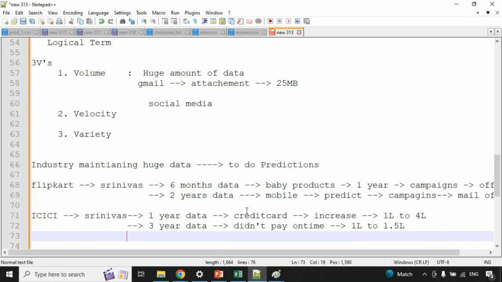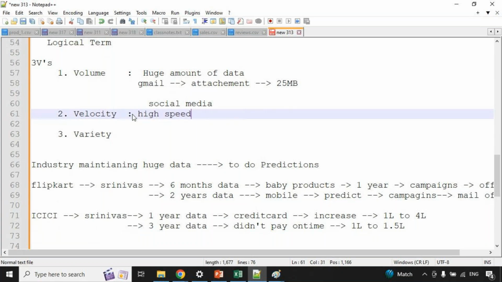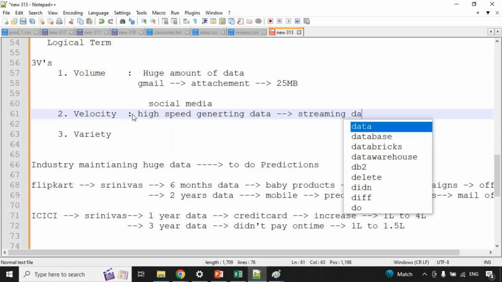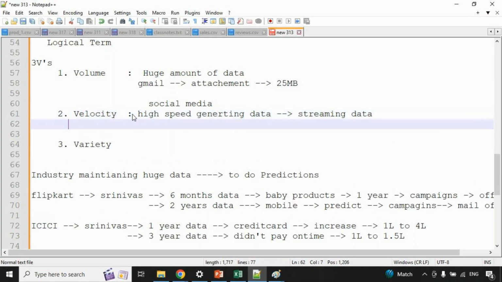That's why nowadays industry is maintaining a huge amount of data. And velocity means high-speed generating data, which is streaming data, continuously generating data. Example, CCTV camera. In the morning it is in terms of KBs, and by the end of the day it is in terms of MBs and GBs.